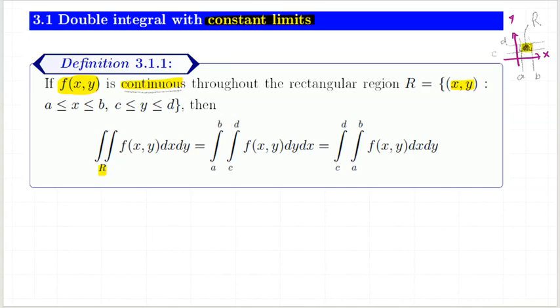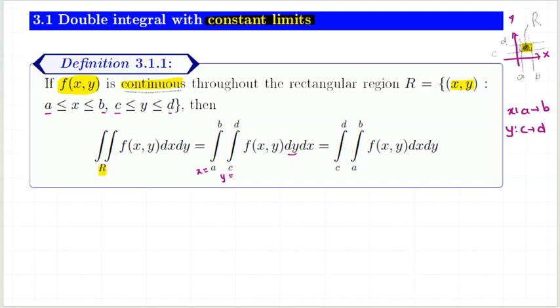Double integral over R of f(x,y) dA. Now you know the limits: x varies from a to b, y varies from c to d. So you can write it here like x goes from a to b, y is from c to d, always from smaller number to bigger number. So you can write this integral as integral a to b, integral c to d. These are the limits for x, a, b, and these are the limits for y, c, d.